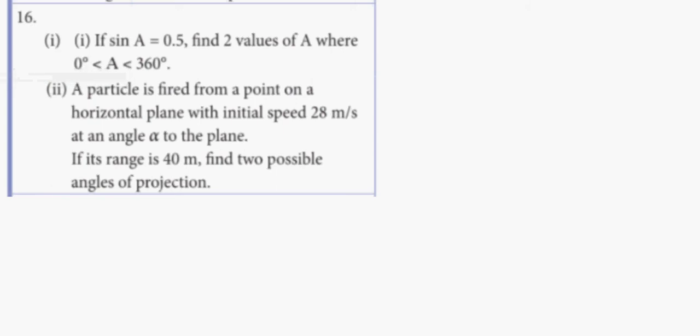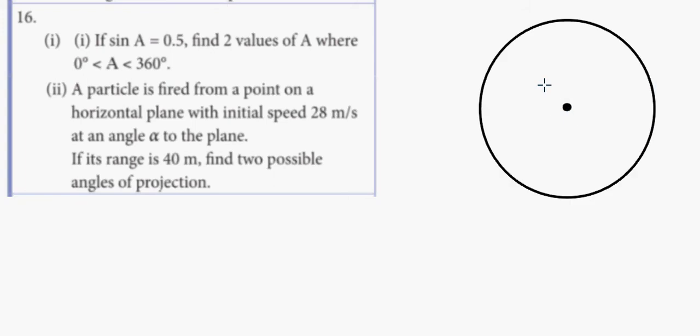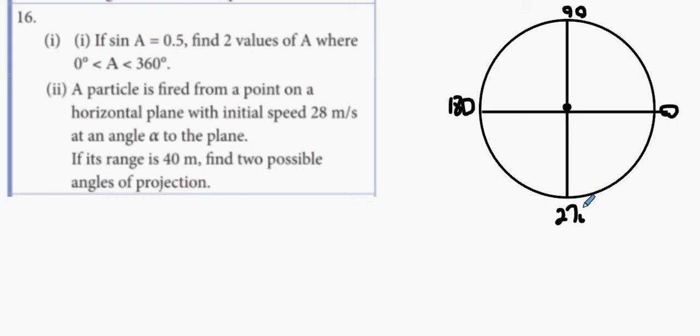So when you're talking about trigonometric functions, what I mean is sine, cos, and tan. I'm using a circle to represent angles from 0 to 360 degrees. So that's 0 here. We're going anti-clockwise. And that's 270, and that's 360.